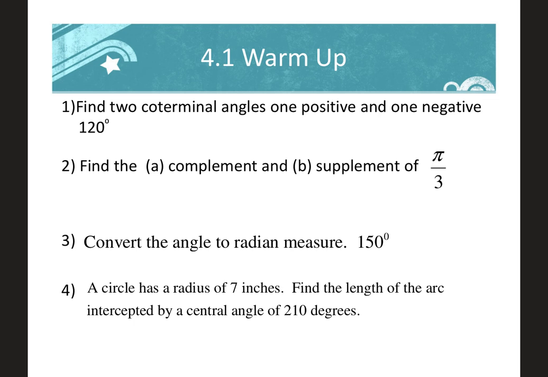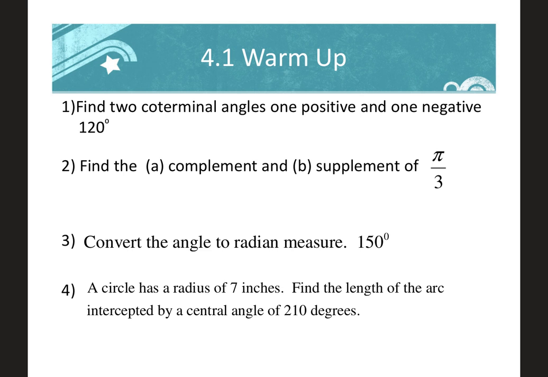All right, so in 4-1, we covered these topics and we covered some of them in both radians and degrees. Number 1 says find two coterminal angles, one positive and one negative, and this is in degrees, but make sure you also know how to do it in radians. We talked about that the day before yesterday, or on Friday.